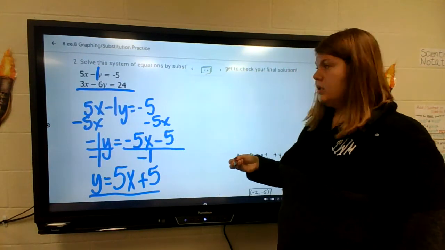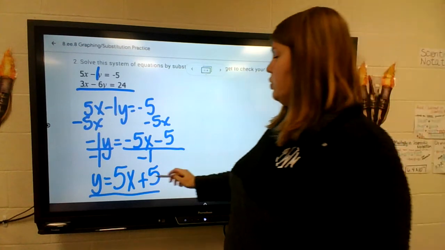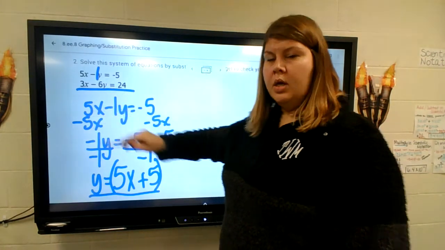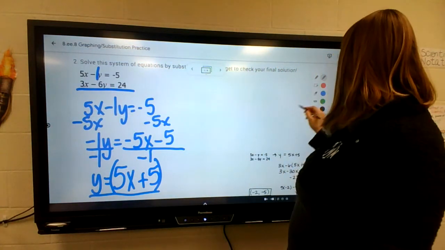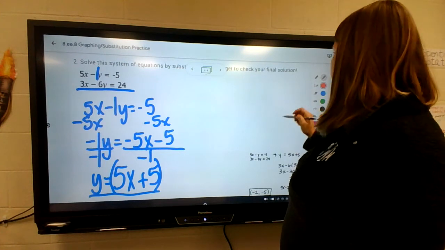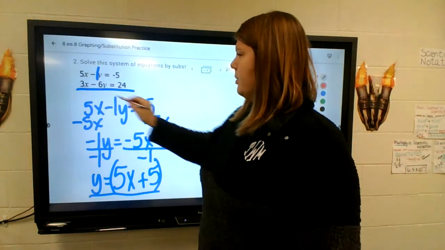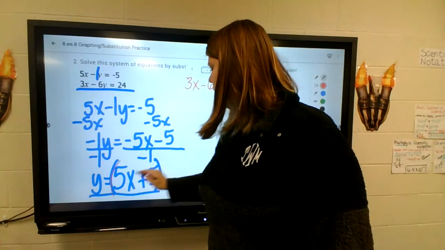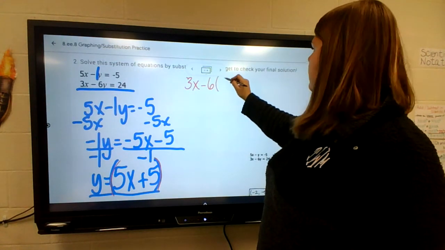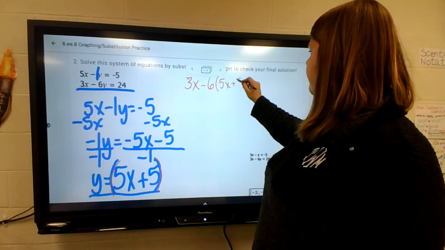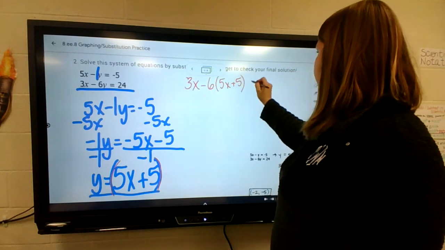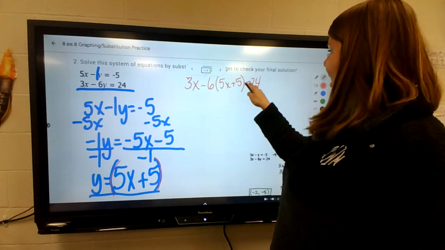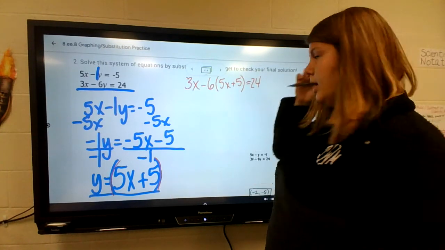So in order to substitute, I'm going to use this quantity here and substitute that in for the y in my other equation. So I'm going to switch colors here, go a little bit smaller. So I have this equation I'm going to start out with. So I have 3x minus 6, but I'm not putting y in. Remember, I'm putting this quantity in. So 6 times 5x plus 5 equals 24. Okay, so now that I've replaced that y with that quantity, I have only x values, which is my goal, so I can solve for x now.